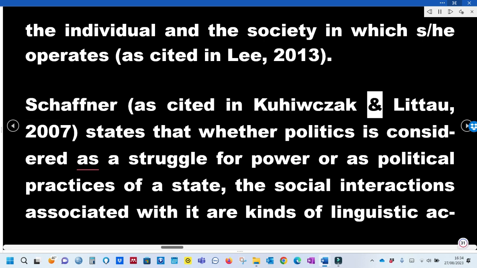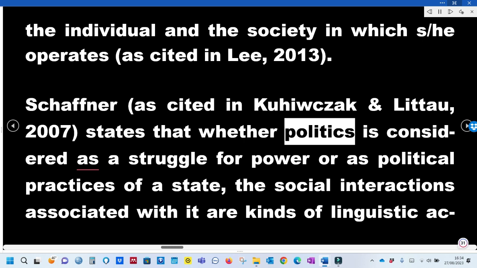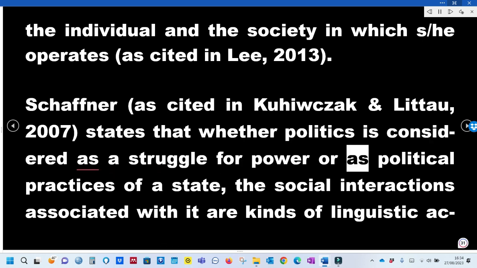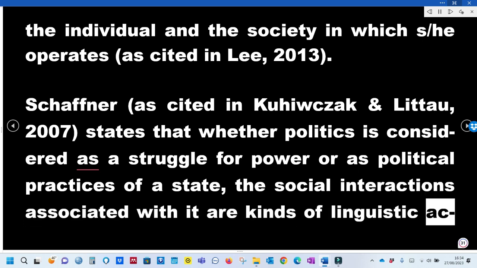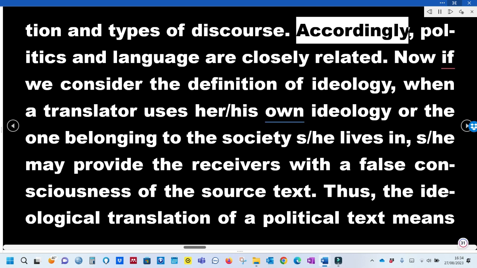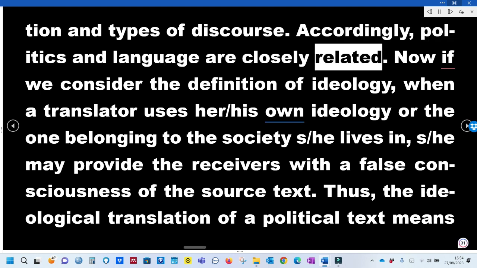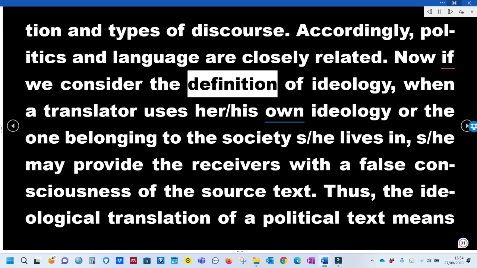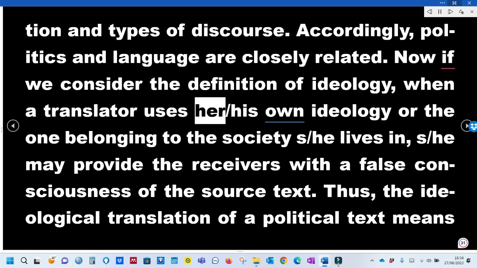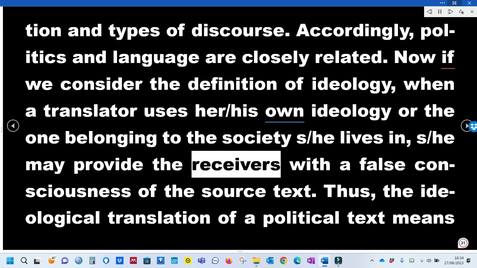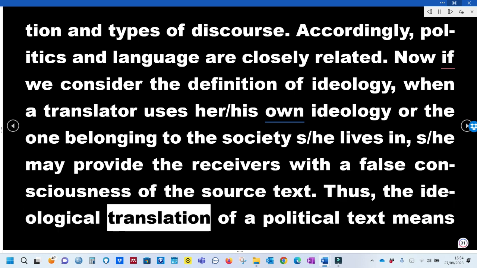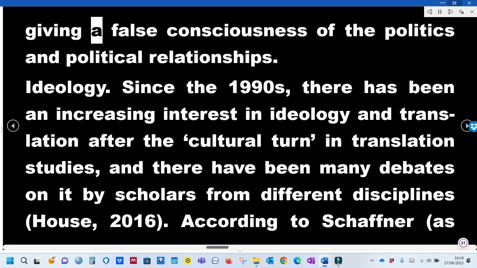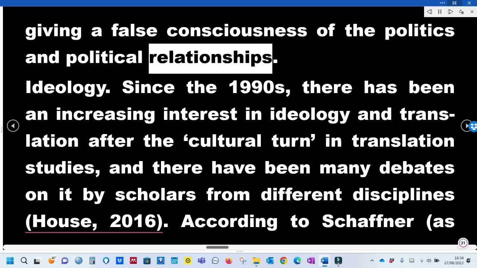Schaffner, as cited in Kuhiksak and Liddell, 2007, states that whether politics is considered as a struggle for power or as political practices of a state, the social interactions associated with it are kinds of linguistic action and types of discourse. Accordingly, politics and language are closely related. Now if we consider the definition of ideology, when a translator uses her/his own ideology or the one belonging to the society he lives in, he may provide the receivers with a false consciousness of the source text. Thus, the ideological translation of a political text means giving a false consciousness of the politics and political relationships.